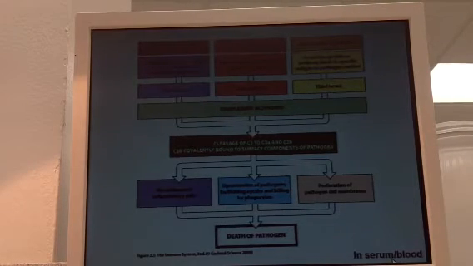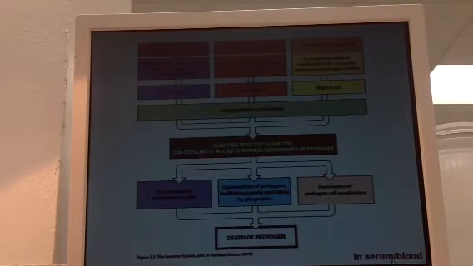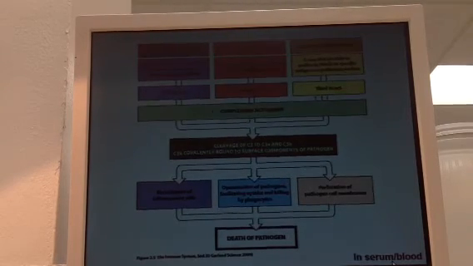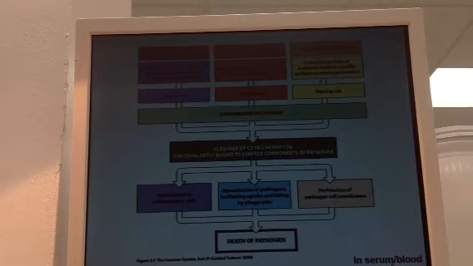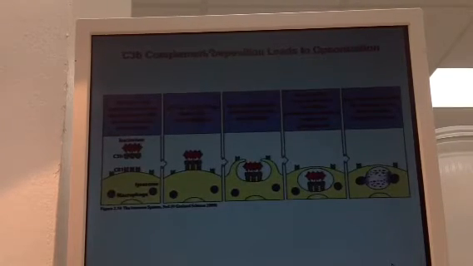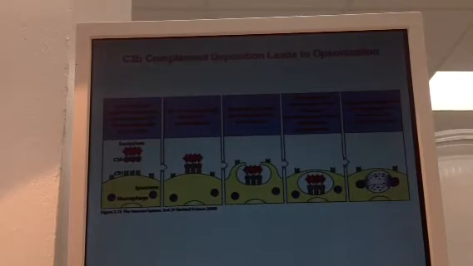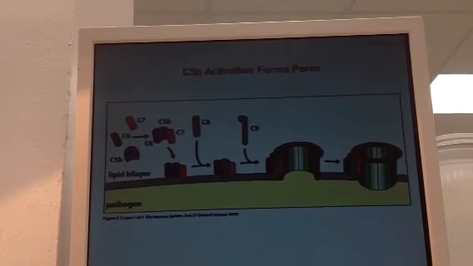I don't care which one starts the process. In the end, they all do the same three things. They recruit inflammatory cells. They act as opsonins to coat bacteria and facilitate the uptake, and they poke holes in membranes. All of those lead to death of the pathogen. Here's C3b, which leads to opsonization, with specific receptors on the macrophage, enhancing phagocytosis. Here's C5b, poking holes in the membrane, the MAC complex, the membrane attack complex.